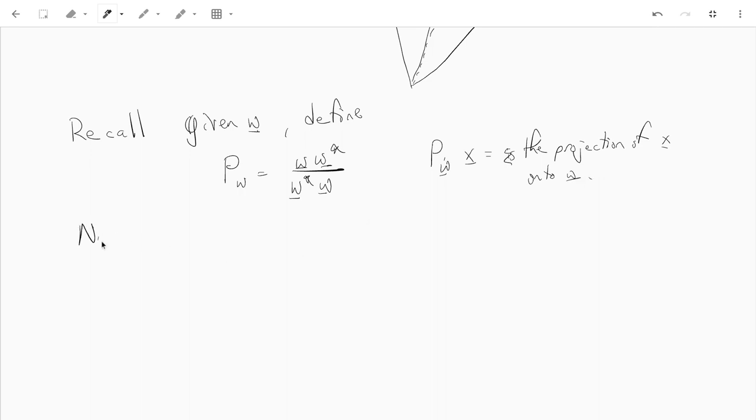So note, we have P_w star is actually equal to P_w. Check, if you star everything, you get w star star times w star, which is w times w star on the top. So you can check that P_w star equals P_w equals P_w squared. And the same is true of 1 minus P_w and so on, but it's not that important. Well, we'll see what happens when we construct the Householder matrices.